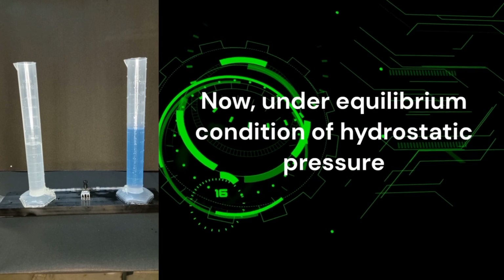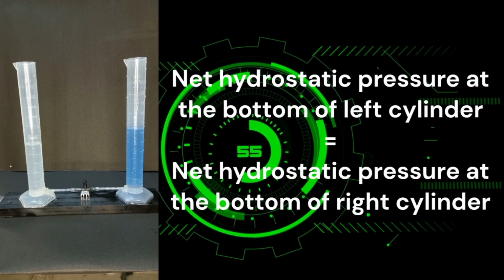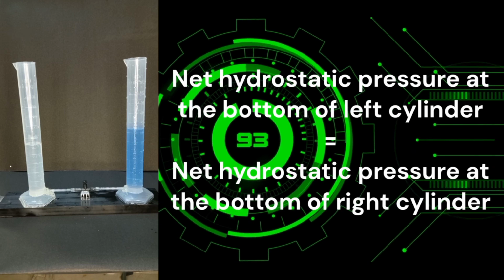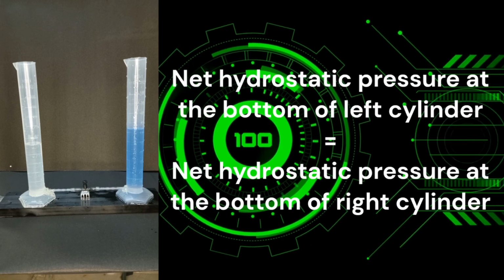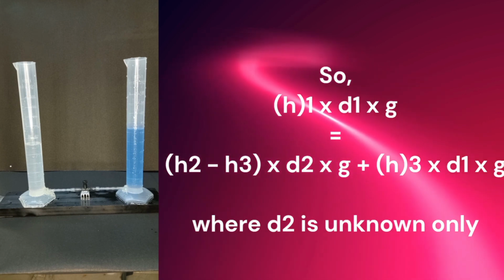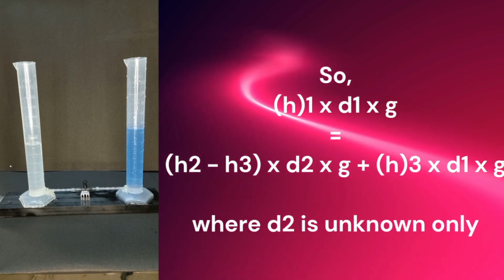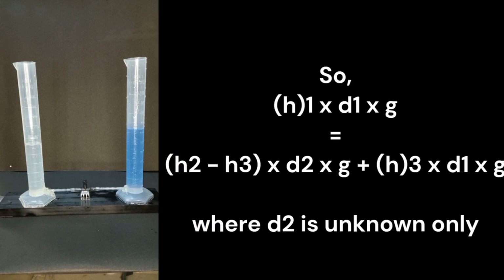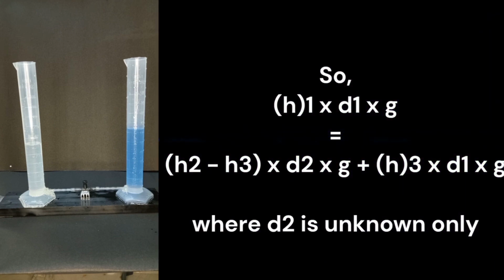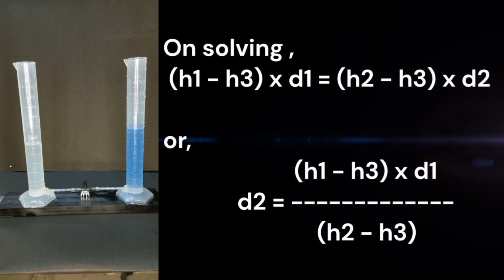Now, under equilibrium condition of hydrostatic pressure in both cylinders, net hydrostatic pressure at the bottom of the left cylinder equals net hydrostatic pressure at the bottom of the right cylinder. So, H1 D1 G equals (H2 minus H3) D2 G plus H3 D1 G, where D2 is the only unknown. On solving, we get D2, the unknown liquid density.